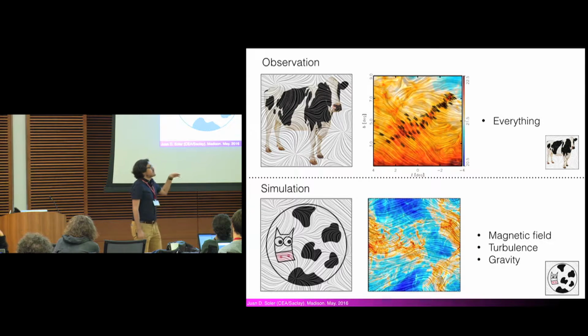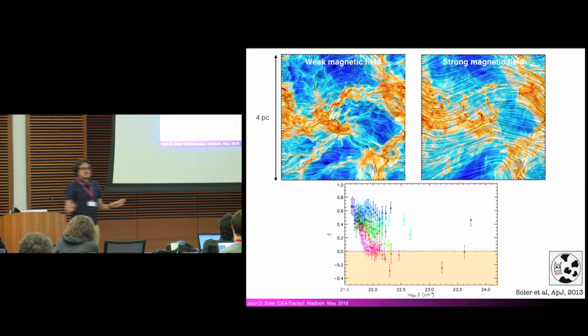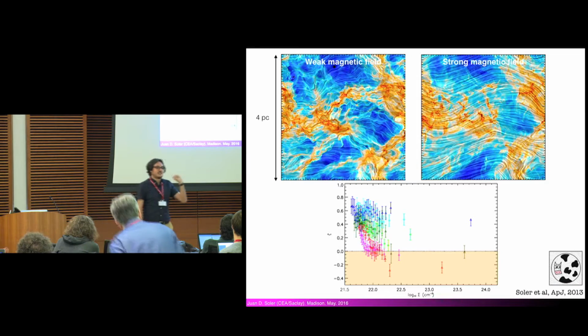So with the simulations, we try to look for a tool that would tell us the relative influence of each one of these 3 parameters. And in particular, we wanted to see what was the role of the magnetic field in the formation of these molecular clouds, okay? So we simulated 2 molecular clouds, one that has a strong magnetic field with respect to turbulence, and one that has a weak magnetic field with respect to turbulence. And those are those 2 up there, okay?